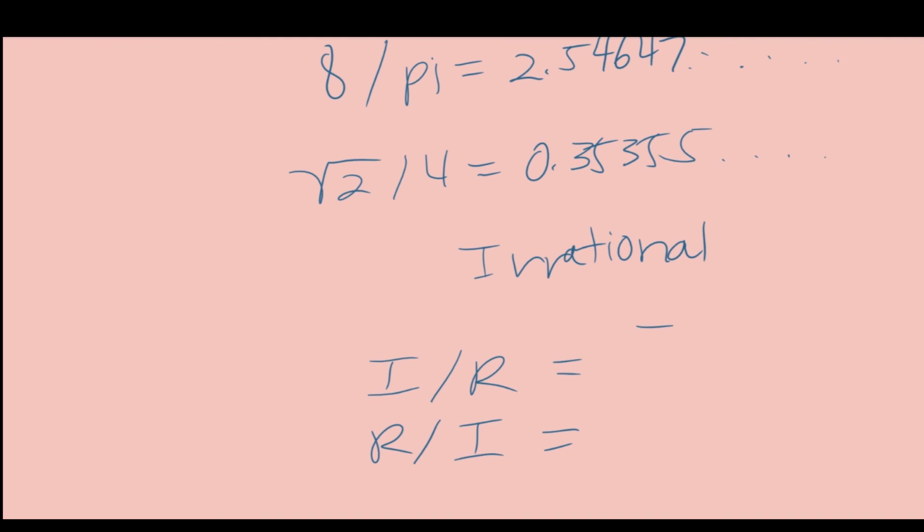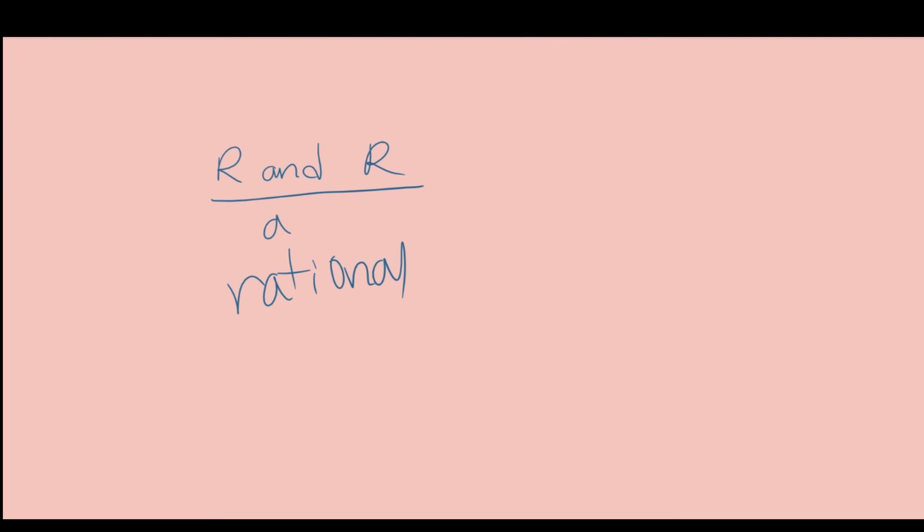Now I encourage you to go back in the video just to review the examples, because I'm going to sum up all the rules here now. So whenever you have 2 rational numbers, so a rational and a rational, and you undergo addition, subtraction, multiplication, or division, the numbers will always be rational.